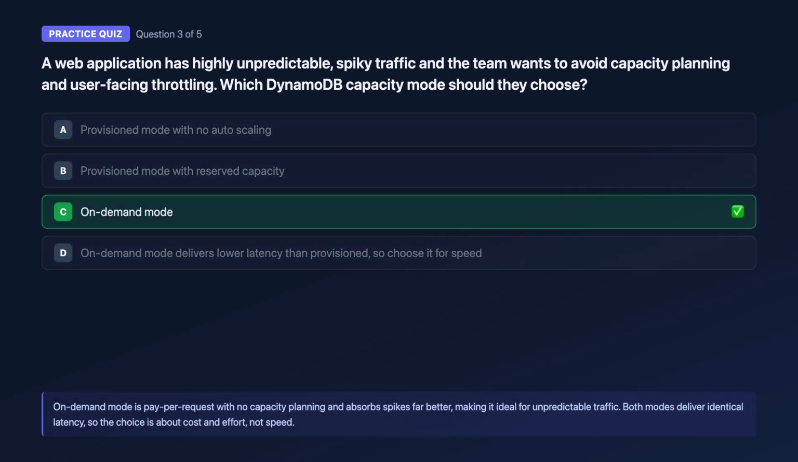It has to be C, on-demand mode, and here's why. On-demand is pay-per-request with no capacity planning, and it absorbs sudden spikes far better than provisioned. Watch out for option D, it's a trap. Both modes deliver the same single-digit millisecond latency and the same service level agreement, so the choice is about cost and effort, never speed.